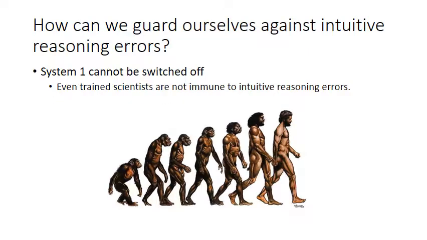So first of all, how can we guard ourselves against intuitive reasoning errors? Well, importantly, we must realize that system one can never be switched off. There's no switch for system one. So even in contexts where people are trained not to use system one, not to use their intuitive thinking, but to use slow, conscious, reflective processes, like in the modern sciences, it seems that they are still vulnerable to having their thinking distorted by certain kinds of intuitions. So they're not immune to intuitive reasoning errors.